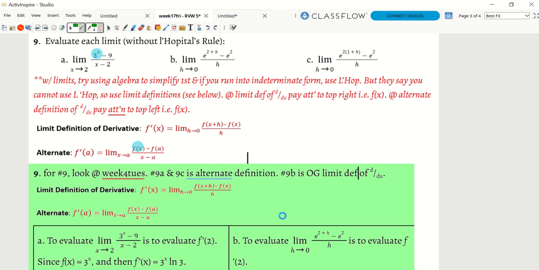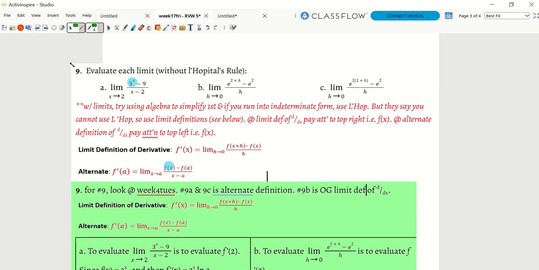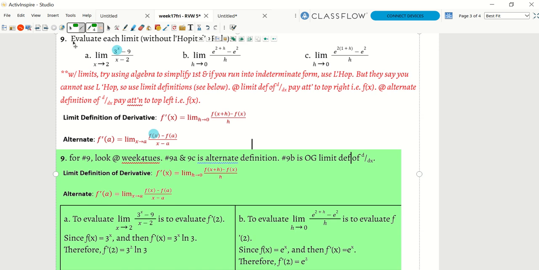Let's see if I can create some more space here. Okay, perfect. Now, so again, this is your alternate definition of a derivative. So basically, we take the derivative of f of x, which is 3 to the power x, and it becomes that. And then your a is 2, so you plug in 2 into x after the derivative, okay? And that is basically your answer. So this is your answer right here.